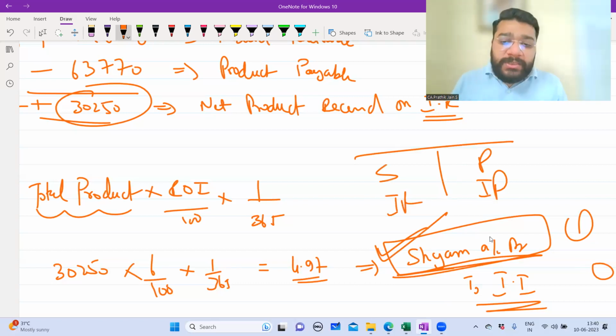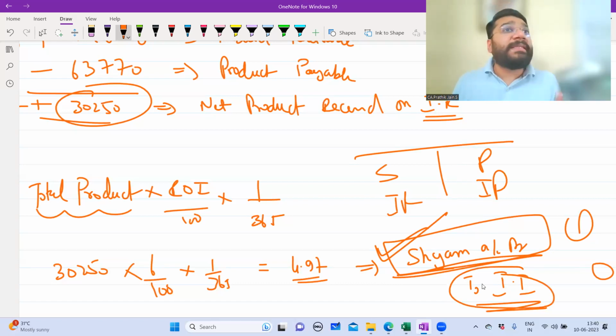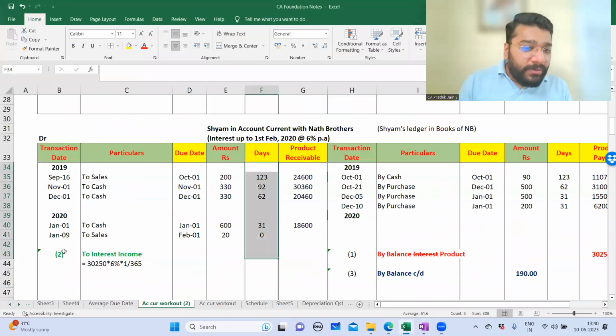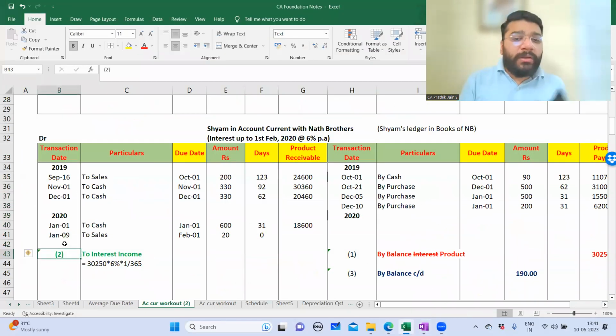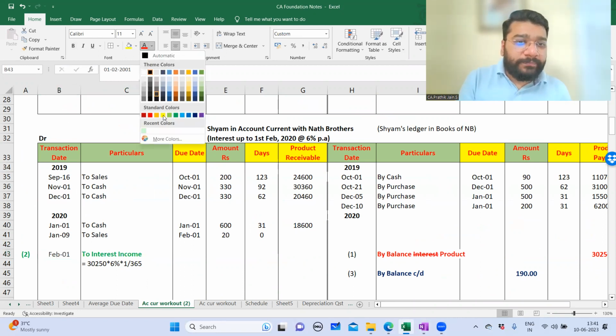I'll be able to follow. So this credit is not interest receivable. It is interest income, a nominal account: credit all incomes and gains. So Sham account debit to interest income. So in Sham account, can I say to interest income? In Sham account, to interest income. So coming back to the ledger, on Feb 1st, to interest, how much?